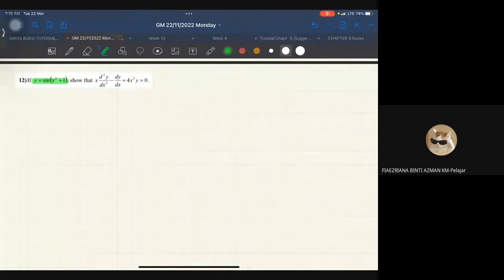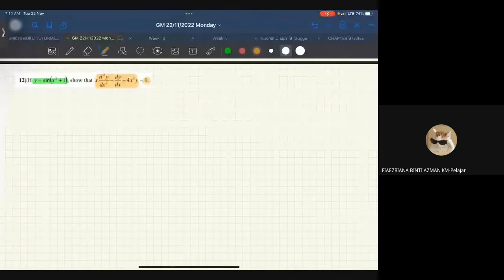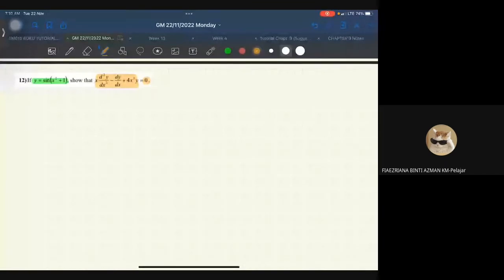Okay, and then dia cakap dekat situ, show that x d square y dx square minus dy dx plus 4x cube y is equals to 0. So soalan minta kita show that this equation is gonna be equal to 0. Okay, so macam mana kita nak solvekan this kind of question? Kita kena buat dia one by one.